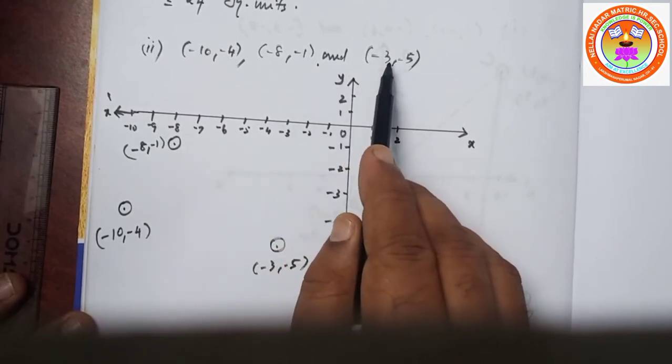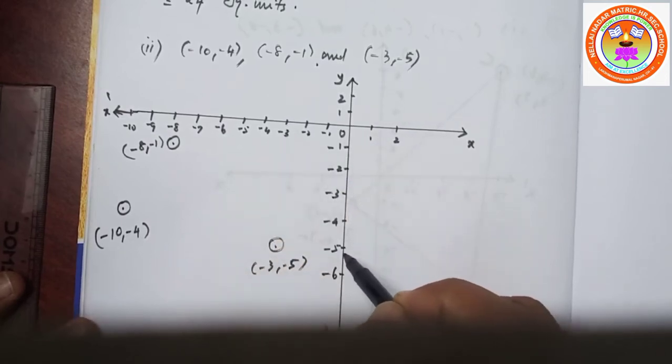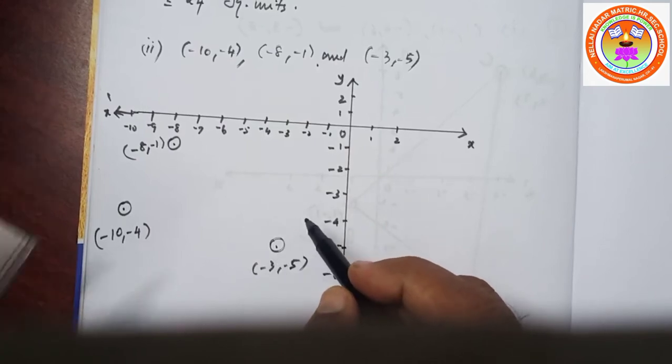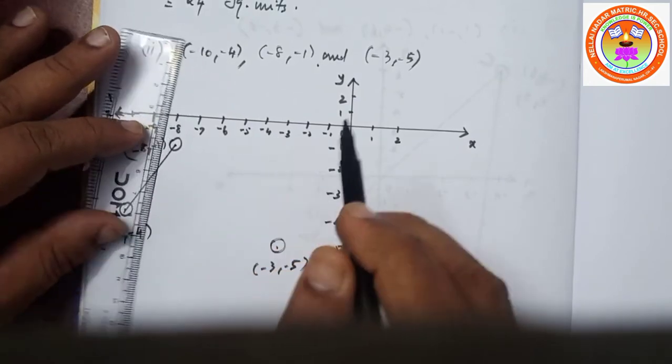And the third point, minus 3 comma minus 5. Minus 3 in x-axis, minus 5 in y-axis. Here is minus 3 comma minus 5. All the 3 points are plotted. Now we have to join all the 3 points.